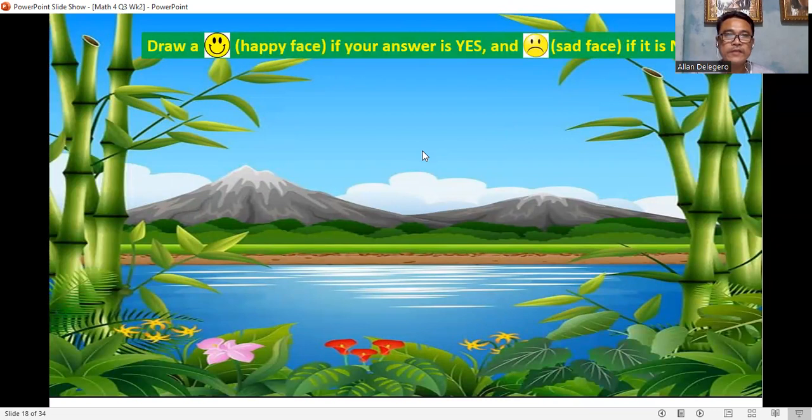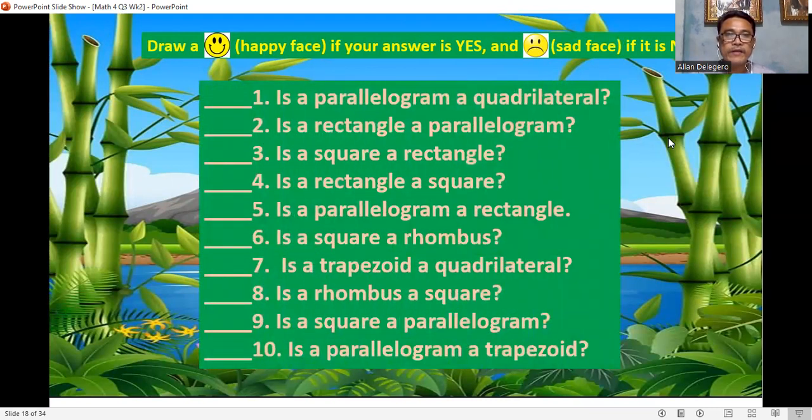Let's do this. Draw a happy face if your answer is yes, and draw a sad face if it is no. Number 1. Is a parallelogram a quadrilateral? Number 2. Is a rectangle a parallelogram? Number 3. Is a square a rectangle? 4. Is a rectangle a square? 5. Is a parallelogram a rectangle? 6. Is a square a rhombus?